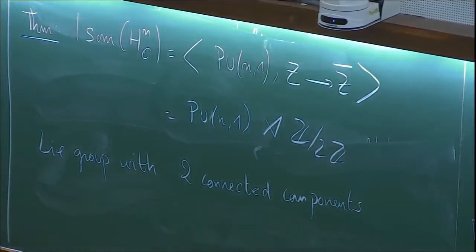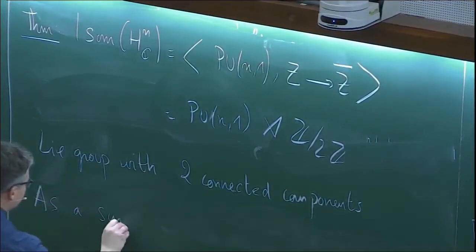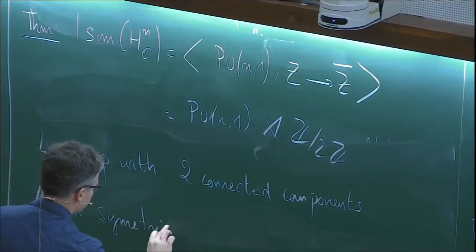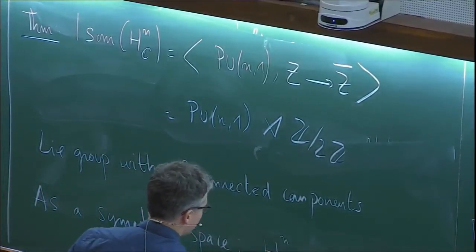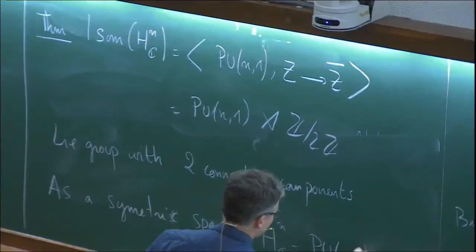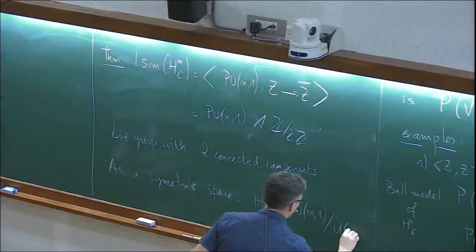If you're familiar with the general theory of symmetric spaces, all this was saying that H^n_C is the symmetric space of PU N,1. So in other words, as a symmetric space, H^n_C is the quotient of PU N,1 by its maximal compact subgroup, which is U N. H^n_C is PU N,1 modded out by U N.